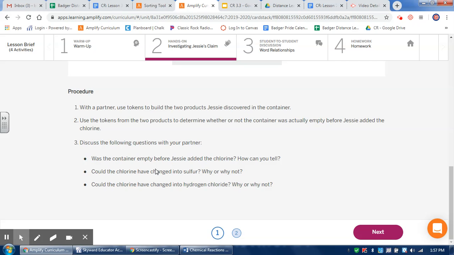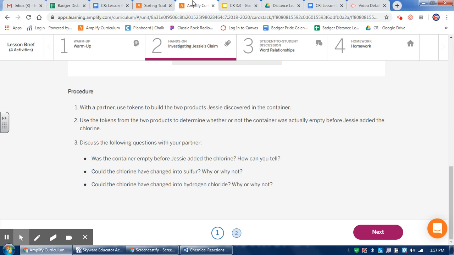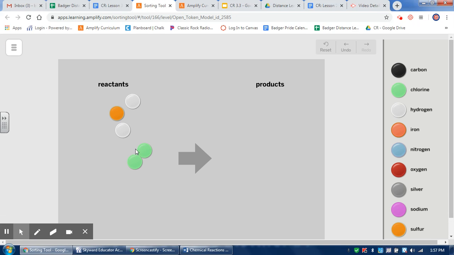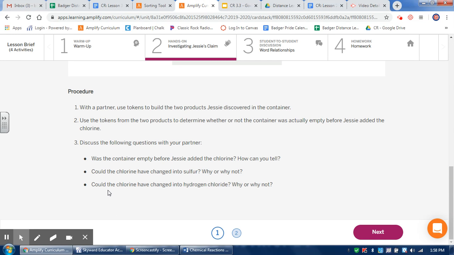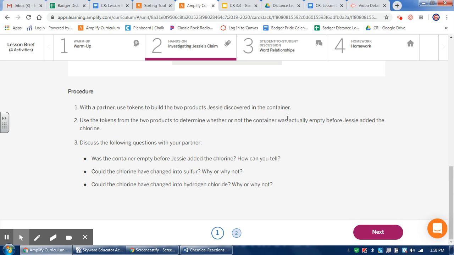But was the container empty before Jessie added the chlorine? I would say no, and it's because there were other atoms that seemed to already be there. Could the chlorine have changed into sulfur? Okay, we've learned that there's no way that you can change one type of atom into another atom. So I would also say no. And could the chlorine have changed into hydrogen chloride? Okay, my answer would be yes, it could. But it would take these two hydrogens to come together and rearrange with these two chlorines for that to happen. So I'm going to reset this and we're going to go on to page 2.